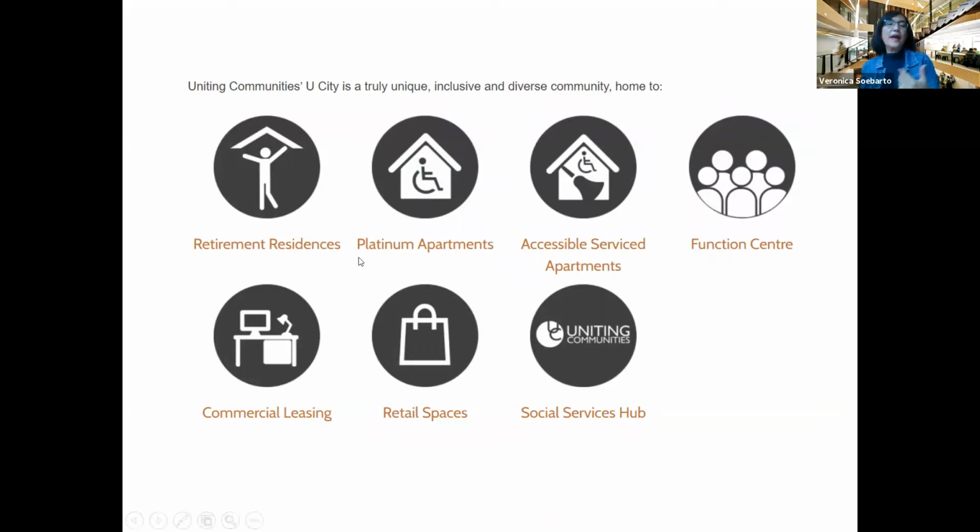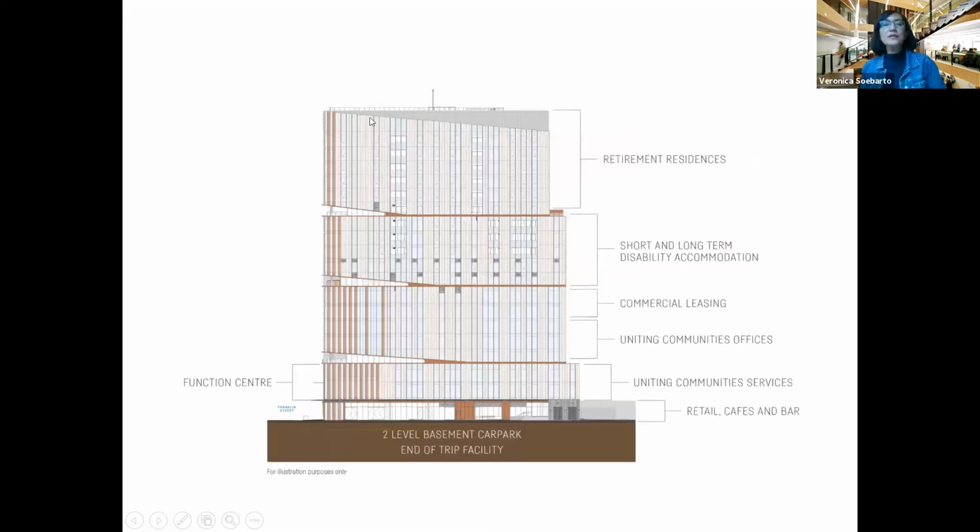So in the building, they have a retirement residence, apartments for people with disability, and accessible facilities. They also have a function center that everybody in society can use. Then they have commercial leasing, so they have restaurants, shops, and offices as well. The way they organize it, older people live on the top, and then there are the disability services, commercial leasing, a cafe and community services on this level.